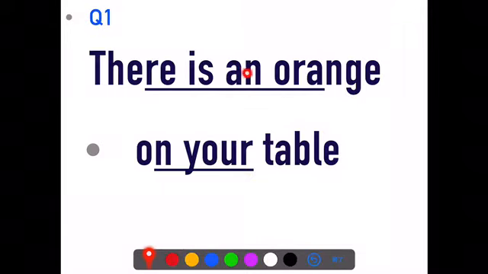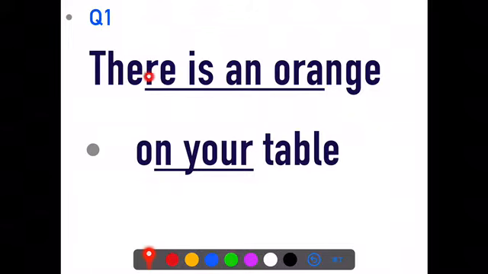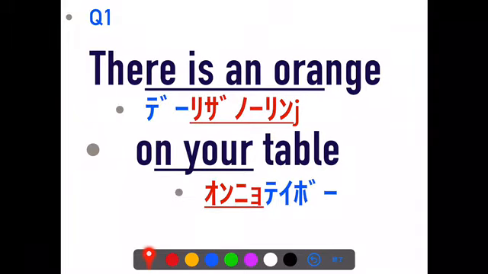Let's pronounce: there is an orange on your table. My hint is, before is there is R sound, and before a Z sound, Z plus R sound, before orange N sound, and before your there's N. So when you speak faster, what happens to the sound? Can you try pronouncing it? Go ahead. Did you do it? The answer is, there is an orange on your table. There is an orange on your table.